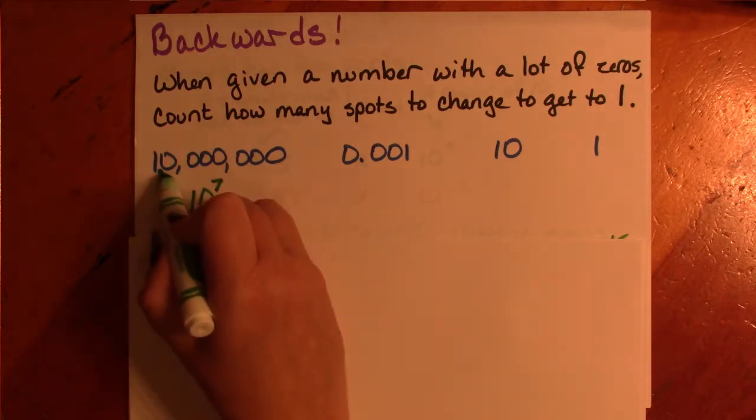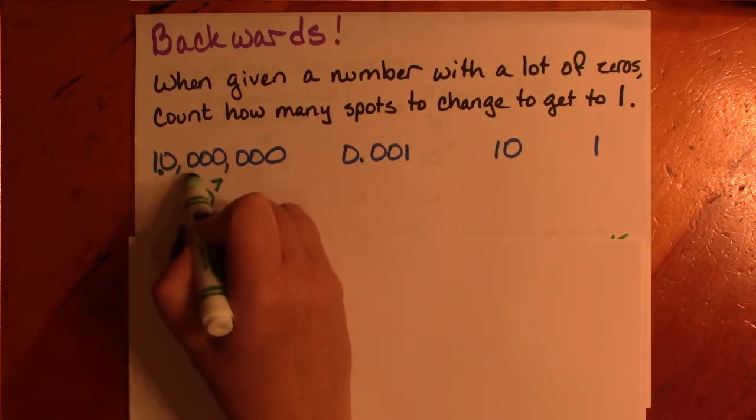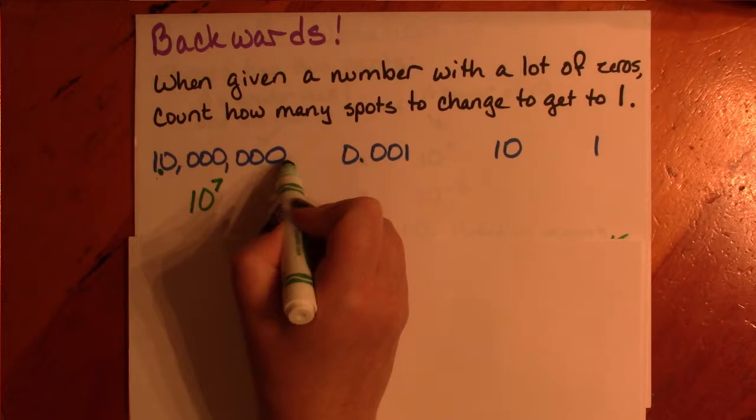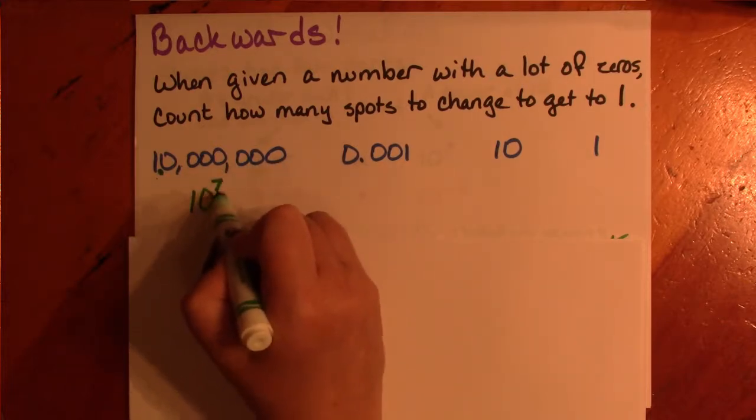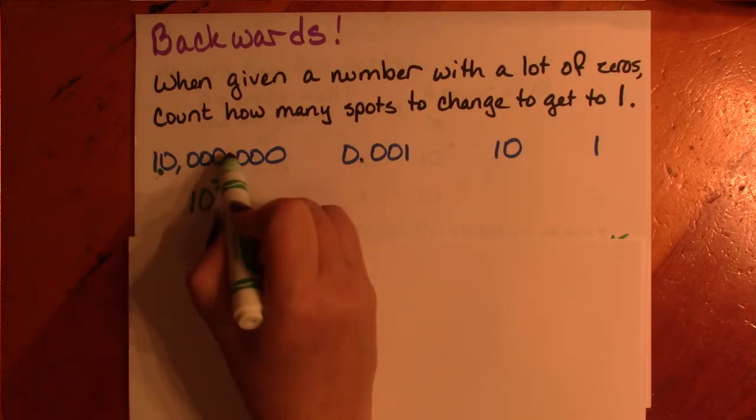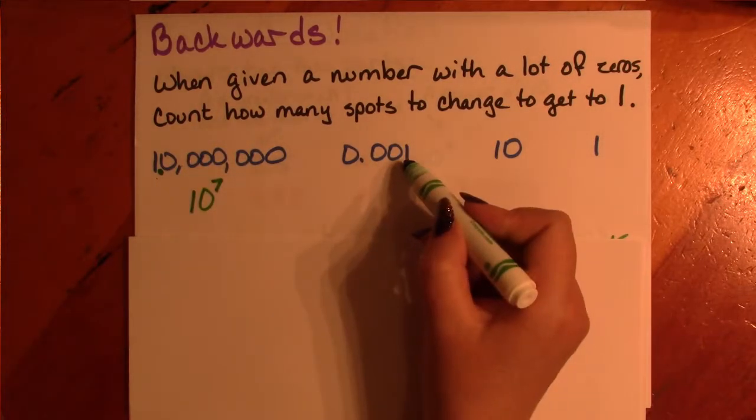Because I'm going to move it, 10 to the 1 is 10, 10 to the 2, 3, 4, 5, 6, 7. If I move this decimal place 7 times, I'm going to get 10 to the 7th. You can also count zeros, but that doesn't help us here.